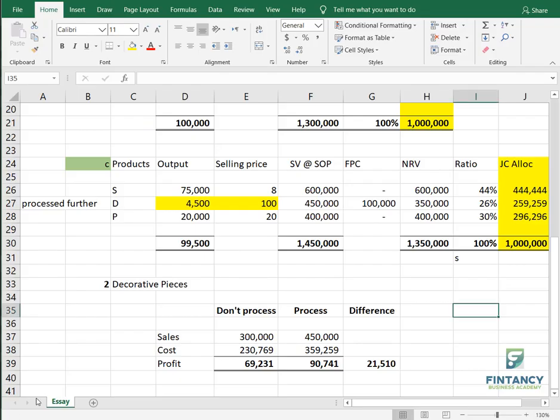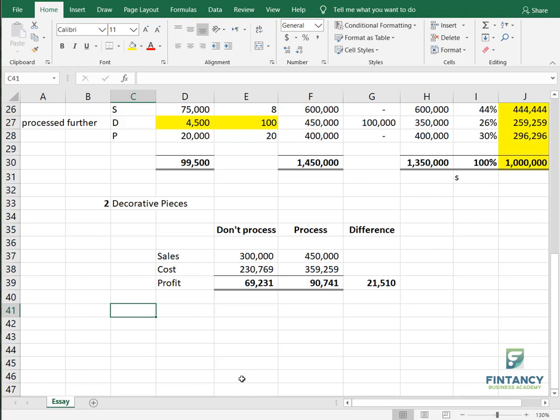So you will make a heading here below. Always remember, make headings for whatever they are asking, so the examiner will know, okay, I asked him to recommend and he or she recommended. Getting it? So what will you say? Process further. Why? Because you will get an extra 21,510 profit. Got the story, everyone? Okay.